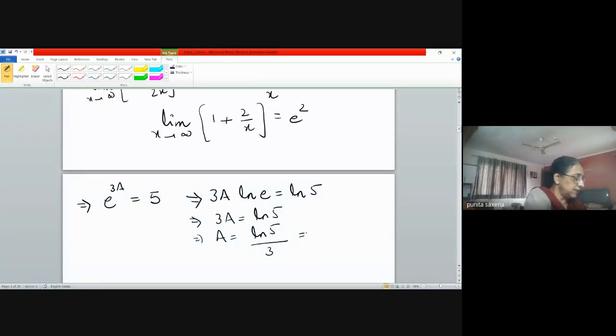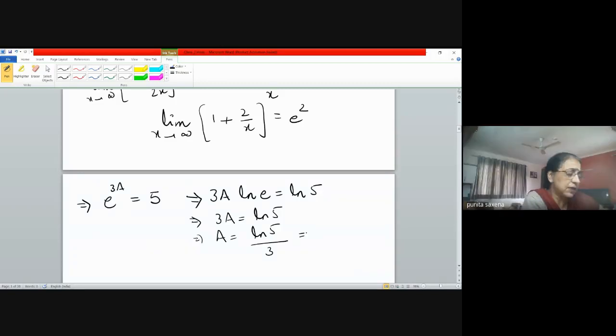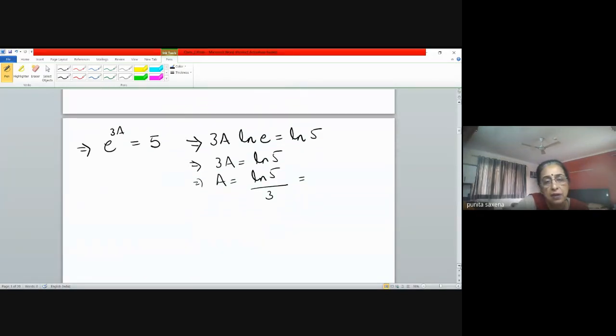कर सकते हैं ना कि नहीं? 0.536 something आ रही है. हाँ वही आएगा. That's fine. Perfect. 0.5 something something. Round it off to at least 3 decimal places. Whatever value you are getting, round it off to at least 3 decimal places.